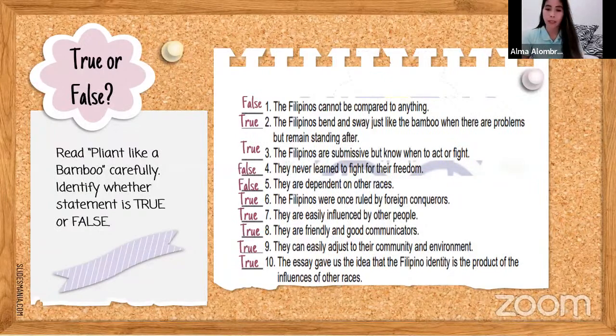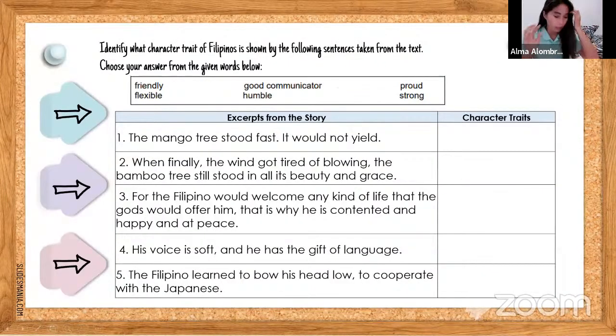Now, like I said, Ivy Malyari really discussed the traits of Filipinos, the identity of the Filipinos in his writing, Pliant Like the Bamboo. Okay, so identify what character traits of Filipinos are shown in the following sentences taken from the text, and you may choose your answer here. So these are all excerpts from the story.